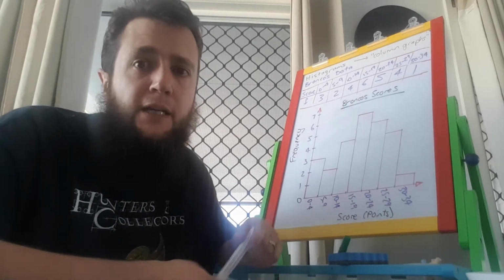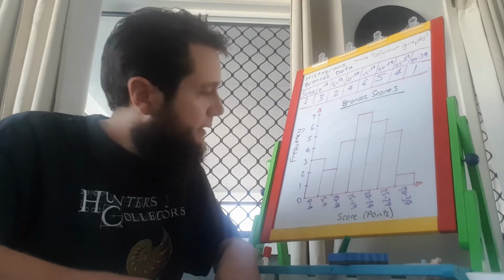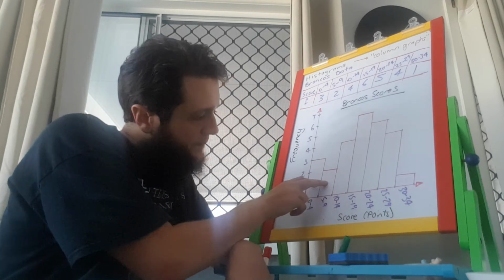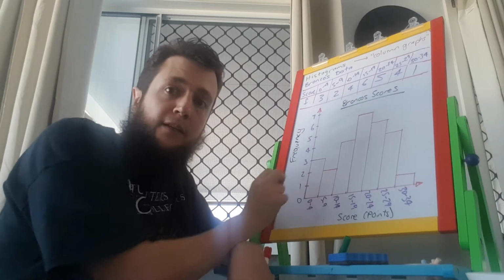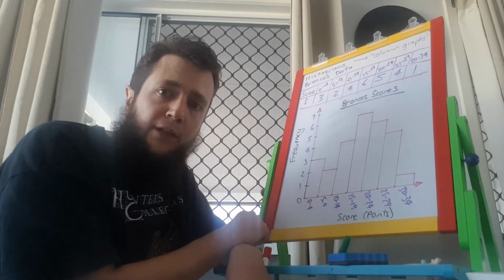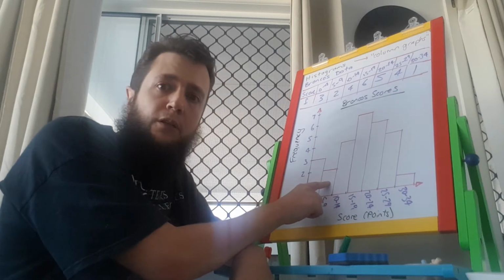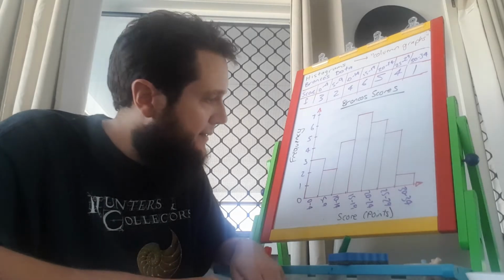For example, if I asked you how many scores were less than 10, less than 10 scores means this bit and this bit, right? Because 10 starts at this one here. Less than 10 means these. So the number of scores that were less than 10 will be that plus that, 3 plus 2. Your answer would be 5. There are 5 scores on there that are less than 10.